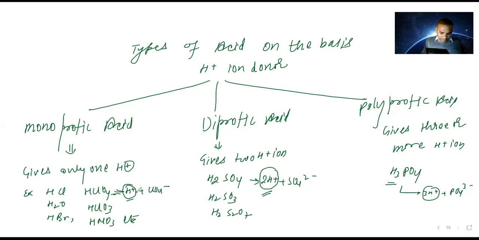Are the examples clear to you? Please write this down from your books only. From these books, they have given the monoprotic, diprotic, polyprotic. When you read this, you will be able to understand. Can I erase? Yes. Okay.